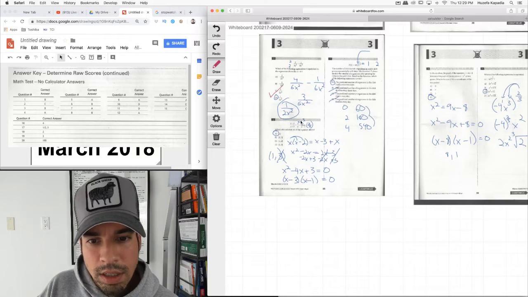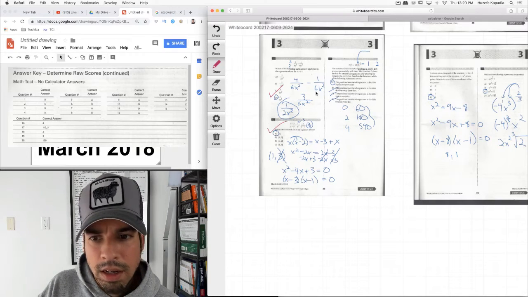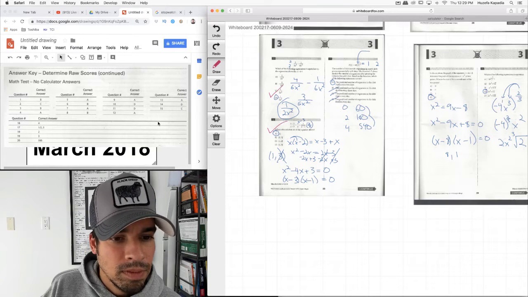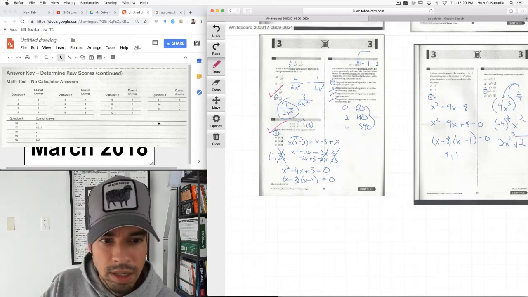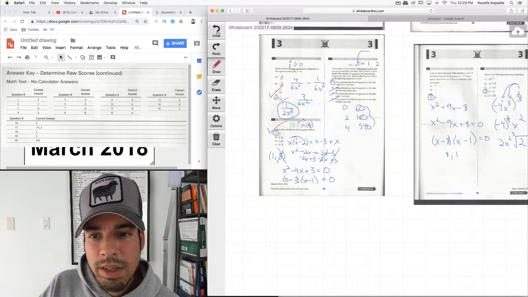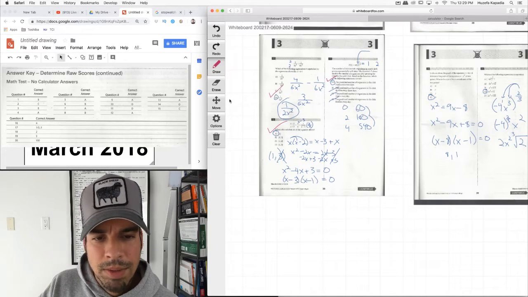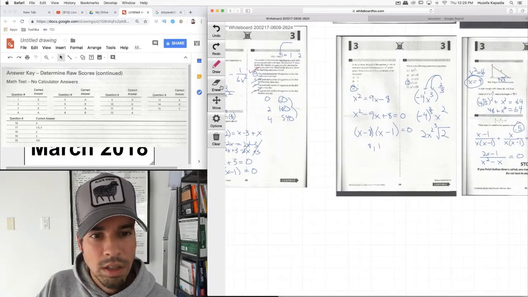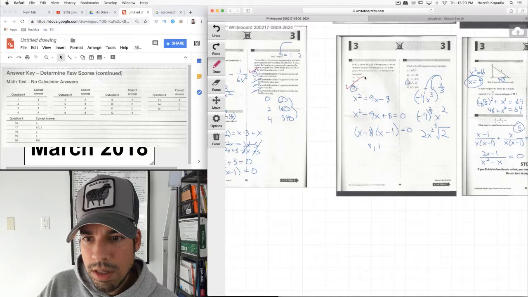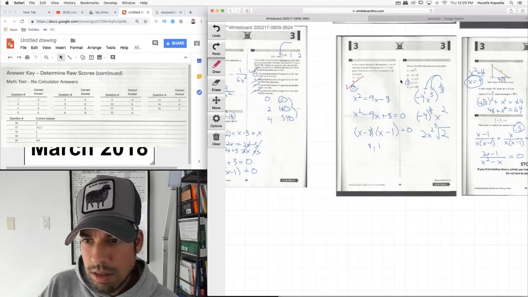11 is D, 12 is A. This was a tough one, and I think somebody asked me about number 13, and that is correct. I think I explained that pretty well, but if I did not, let me know. I can go over it again. 14 D, 15 is C.